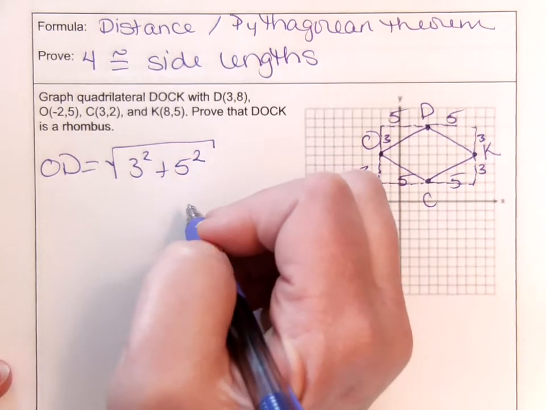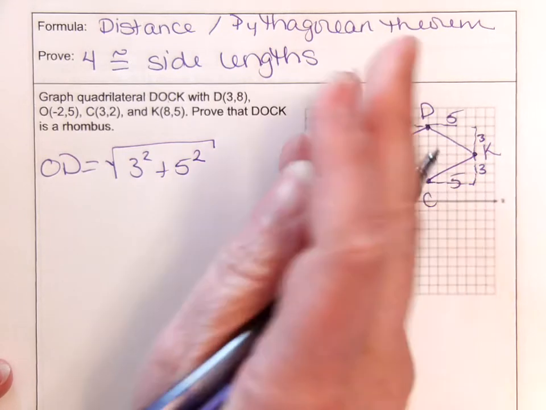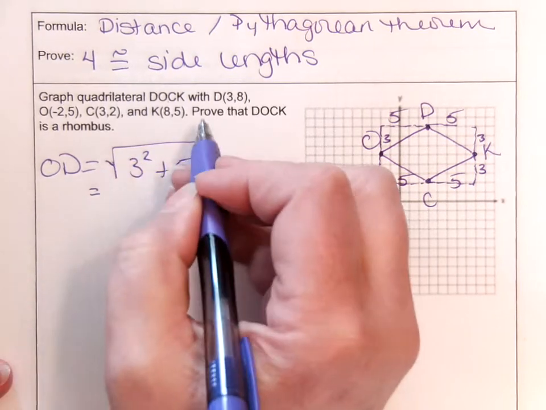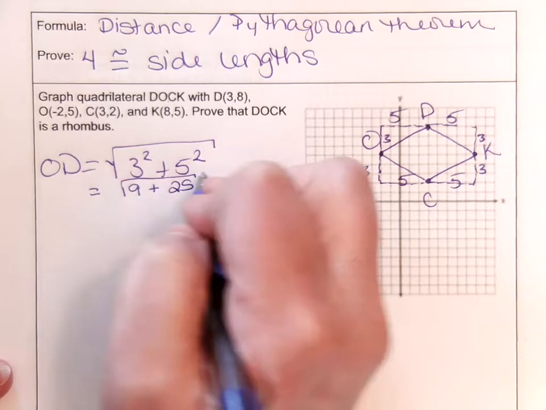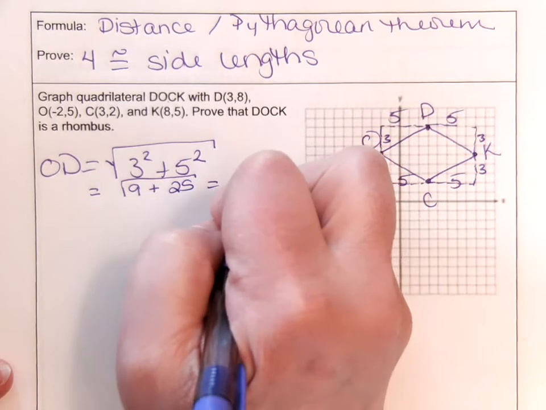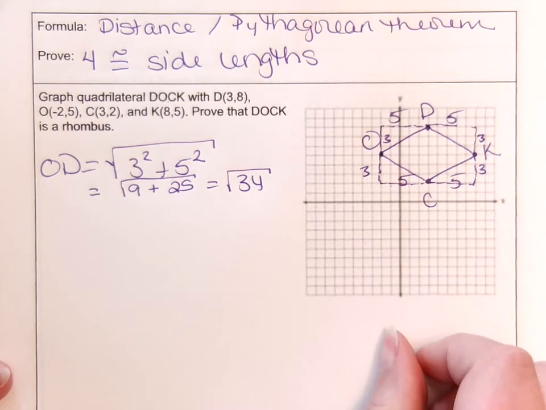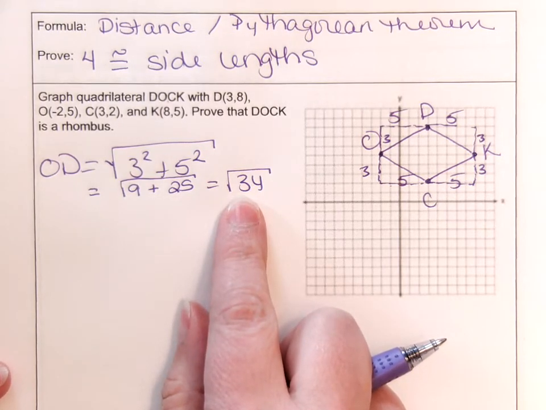Okay. So watch this. Now you could evaluate that right now on your calculator, and that's totally cool. I'm going to show a little bit more work just so we can chat about it. So that's going to give me 3 squared is 9, 5 squared is 25, and 9 plus 25 is 34. You don't have to simplify it. As a matter of fact, you can't simplify the square root of 34, and don't even bother finding the decimal value. It's too much work. Don't make it harder on yourself than you need to. So OD has a length of radical 34.